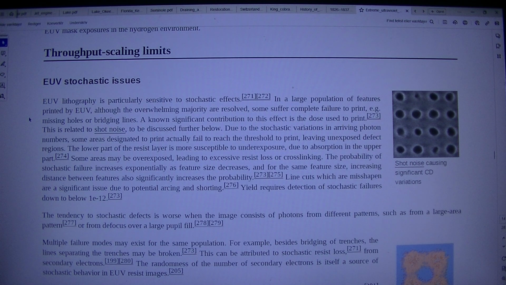Some areas may be overexposed, leading to excessive resist loss or cross-linking. The probability of stochastic failure increases exponentially as feature size decreases, and for the same feature size, increasing distance between features also significantly increases the probability.